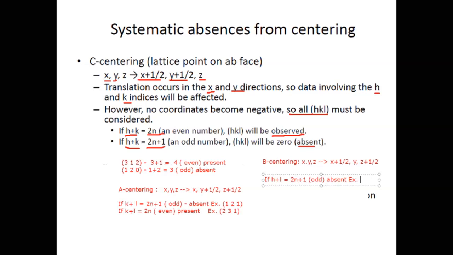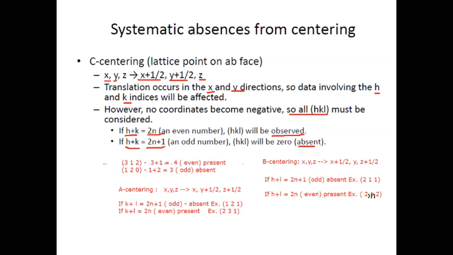So for example, the 2, 1, 1 reflection plane. So 2 plus 1 is 3. That's odd. It's going to be absent if there's B centering. If H plus L is even, it's present. This is if B centering is present in the crystal structure. So for example, the 2, 1, 2.